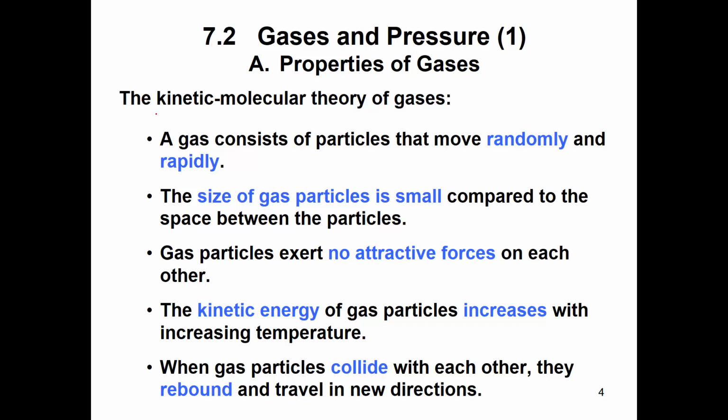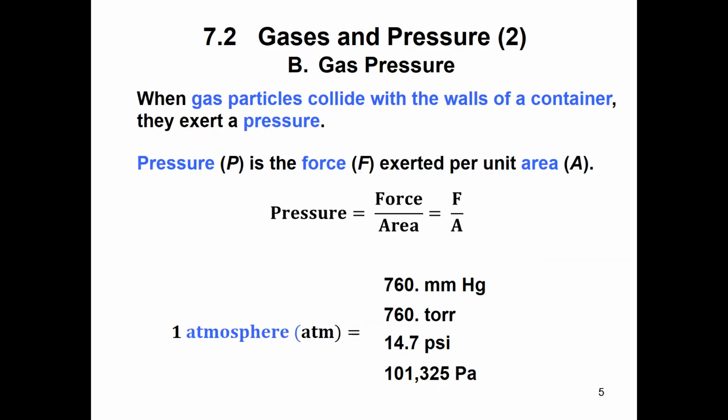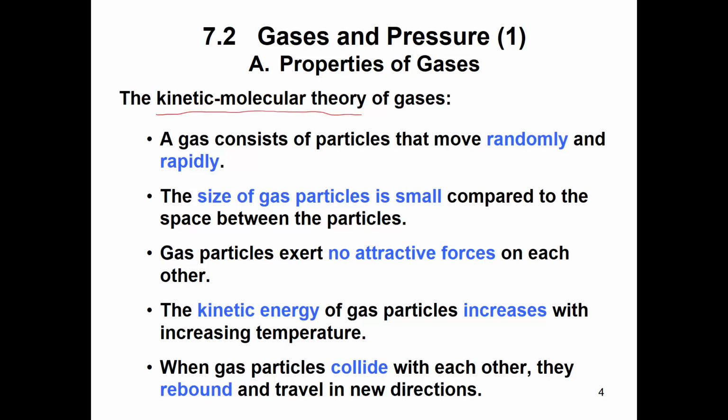This thing called the kinetic molecular theory of gases basically predicts how gases are going to behave. There are certain rules that this states, and again, remember that this is typically in a perfect world. A gas consists of particles that move randomly and rapidly. The size of gas particles is small compared to the space, so there's a lot more space between the particles than the size of the individual particles themselves. Gas particles have no attractive forces. That is, they really don't interact with each other when they're in a container.